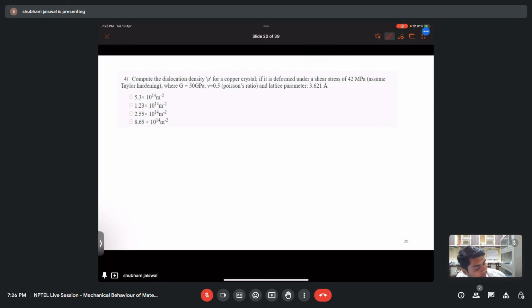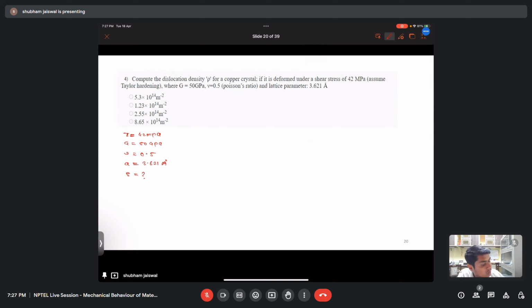So let me write down the given data first. We have been given tau is equal to 42 MPa, G is equal to 50 GPa, nu is equal to 0.5. The lattice constant, lattice parameter is given as 3.621 Angstrom. We need to find out the dislocation density.